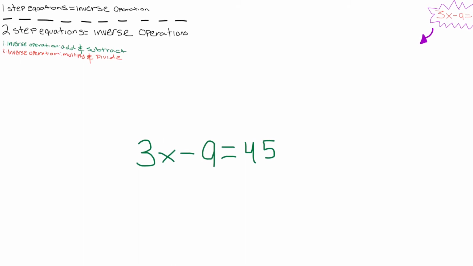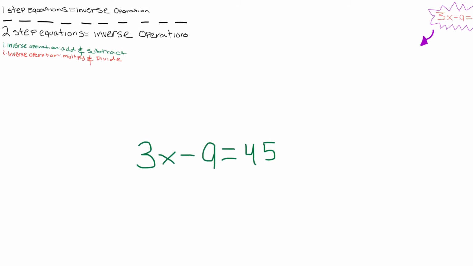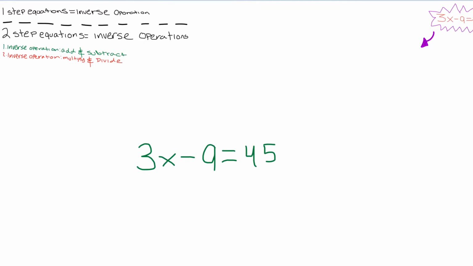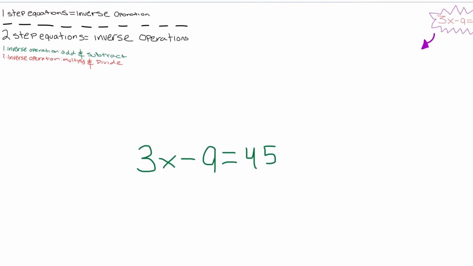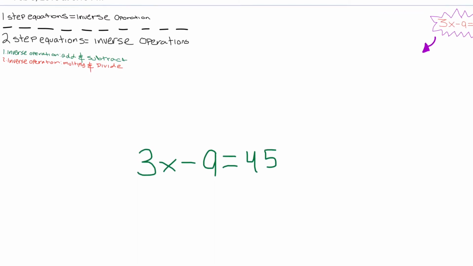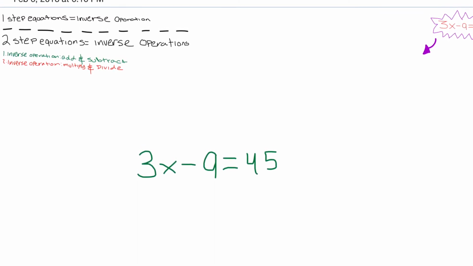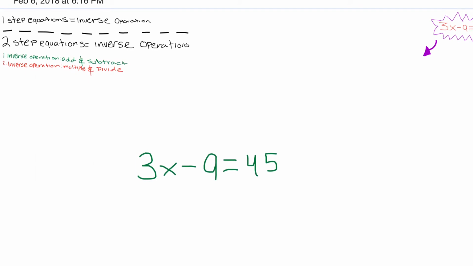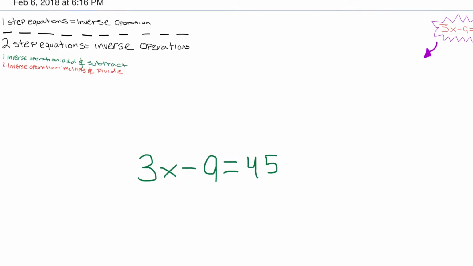But on the two-step equations, the two inverse operations that you need are step 1, add and subtract, and step 2, multiply and divide. Add and subtract always have to be first on a two-step equation, or else you would get the wrong answer.